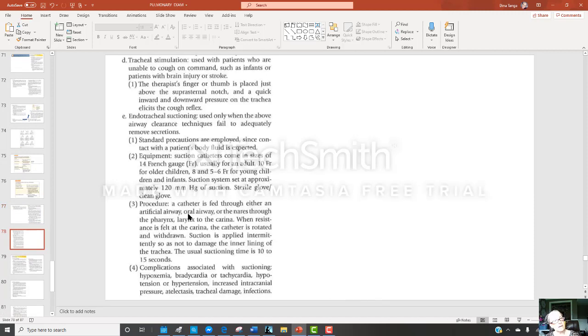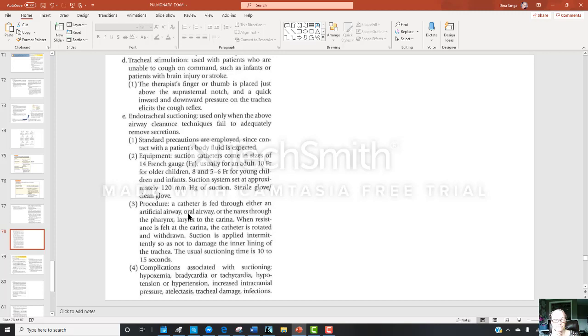Tracheal stimulation is used with patients who are unable to cough on command, such as infants or patients with brain injury or stroke. The therapist's finger or thumb is placed just above the suprasternal notch, and a quick inward and downward pressure on the trachea elicits the cough reflex.